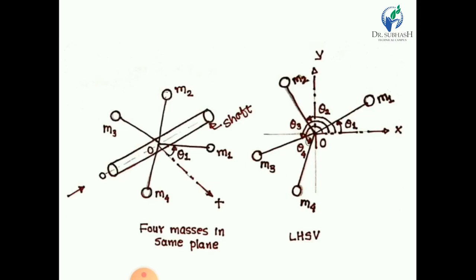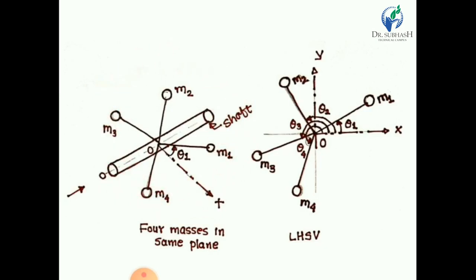Now let us understand two things. First one is where we consider four masses in the same plane. Here we consider one shaft. On this shaft there are M1, M2, M3 and M4. These four masses are rotating at some radius and at some angular position. So these four masses are rotating in a single plane.